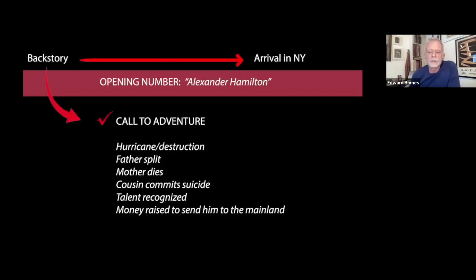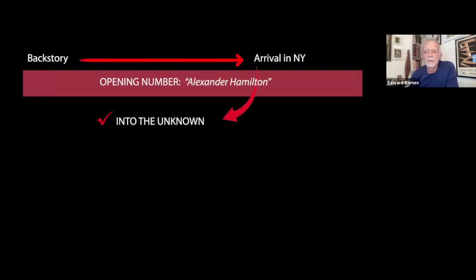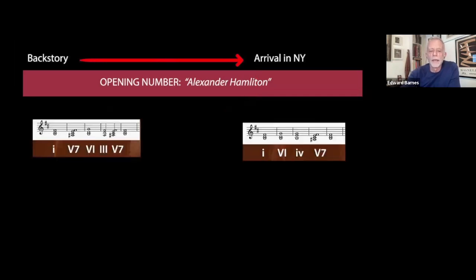The call to adventure is also brought up right away because Hamilton, his backstory tells us that there's been a hurricane, the family's home has been destroyed, the father has split, the mother dies, the cousin commits suicide, and then his own talent gets recognized. Money gets raised to send him to the mainland. So this call to adventure is all explained in the backstory, what happens to him. Then his arrival into New York City is him going into the unknown. New York City is his unknown. So you can see how all these points are handled by Lin right away.